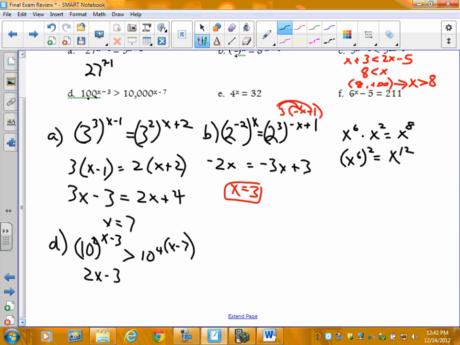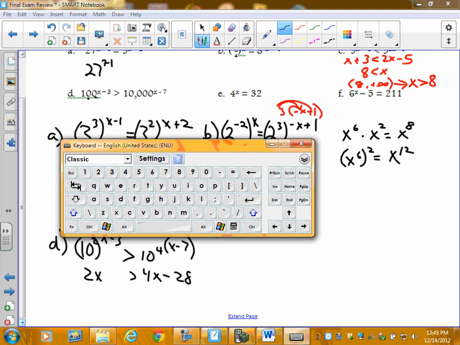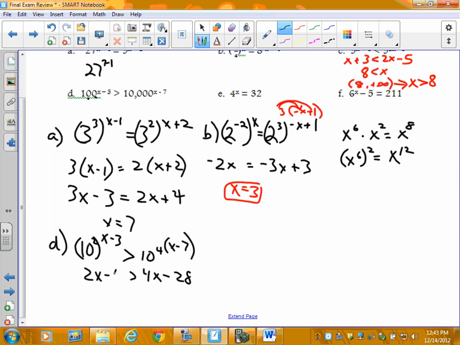2x minus 3 greater than 4x minus 28. I'm sorry. Look, I just did it. Just did what I told you to be careful of. That should say 2x minus 6. Sorry. Two x. What is that? 22. X is less than 11.